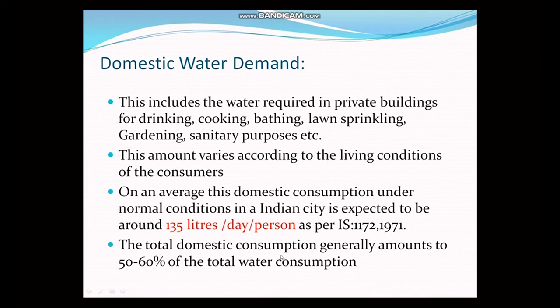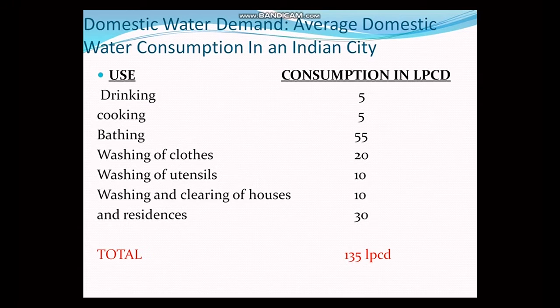The total domestic consumption generally amounts to 50 to 60% of the total water consumption. As already mentioned, an average daily consumption under normal conditions in an Indian city is expected to be around 135 liters per day per person. Here are the details of the usage list of 135 liters per day per person, which is as follows.